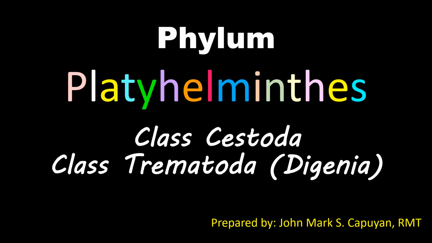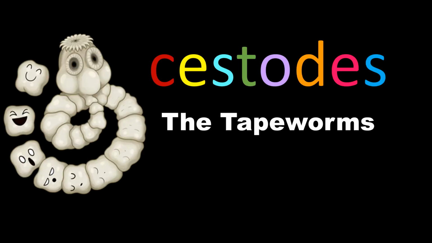The class Cestoda are otherwise known as your tapeworms. Your Trematoda, or trematodes, are your flukes. We will first discuss your cestodes. So let us start with the cestodes by discussing their general characteristics.